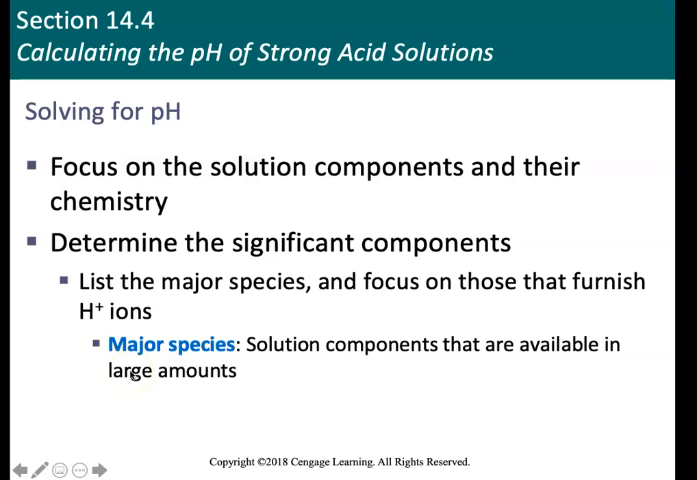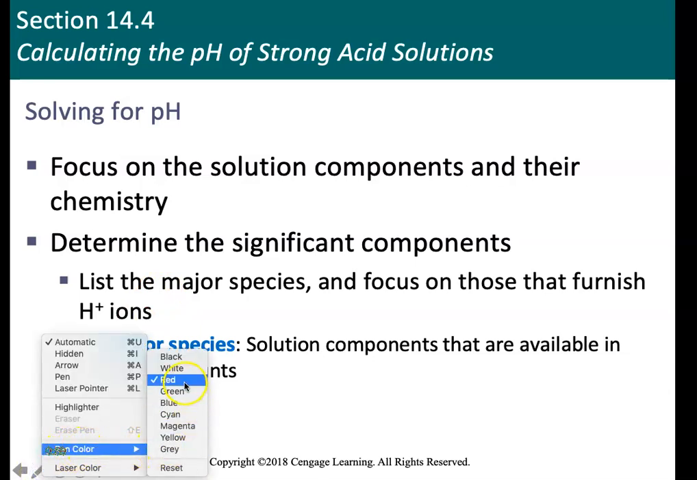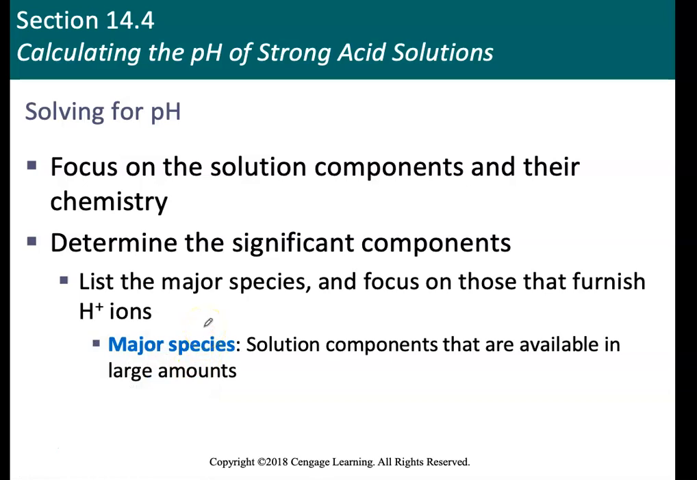So let's begin to focus on the solution components and their chemistry. When you are doing calculations, we have to consider carefully the type of equilibrium that these types of acid, whether strong or weak acids, undergo, and keep in mind the species that are present in the solution. So here we are going to be looking at an acid and work out what are the species that are formed when an acid is in solution.